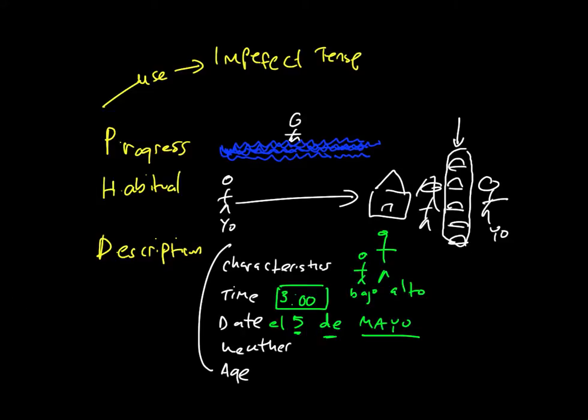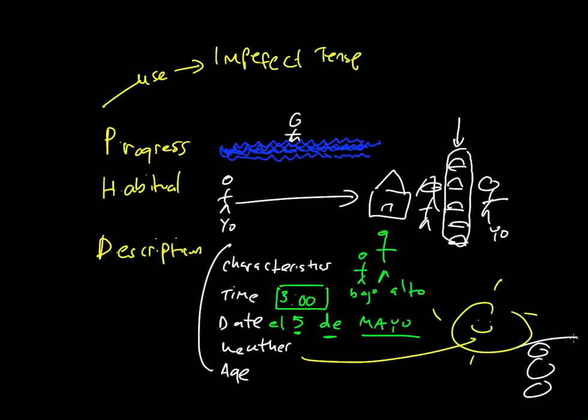Weather, let's see. I don't know about you, but I like the summers. Okay, so here's our sun, and if we're going to describe the weather in the past, we have to use the imperfect tense. Maybe you like the snow, so let's just draw the complete opposite. And here's my snowman. Okay, so if you like the snow, you're going to use the imperfect tense because it's describing the weather.